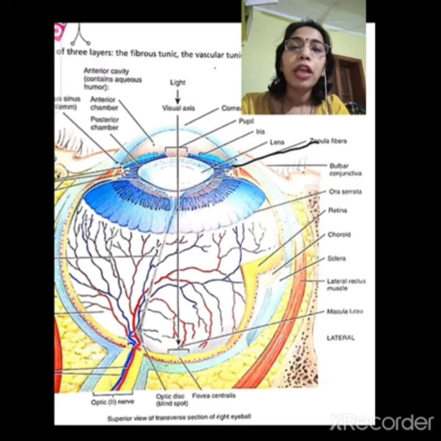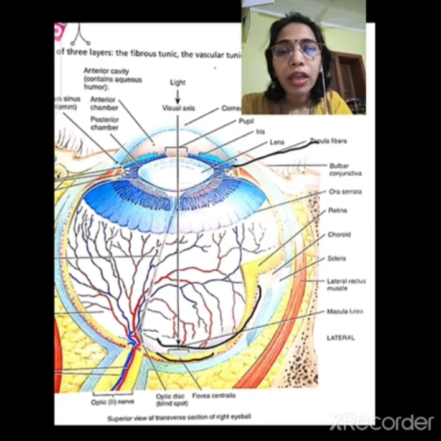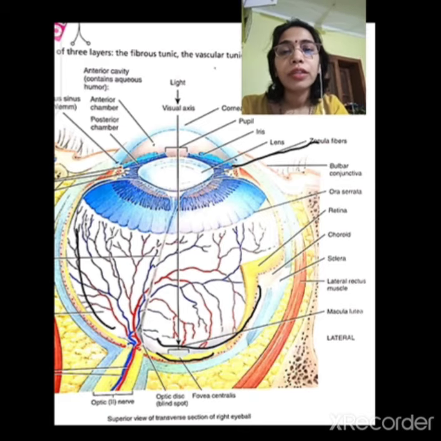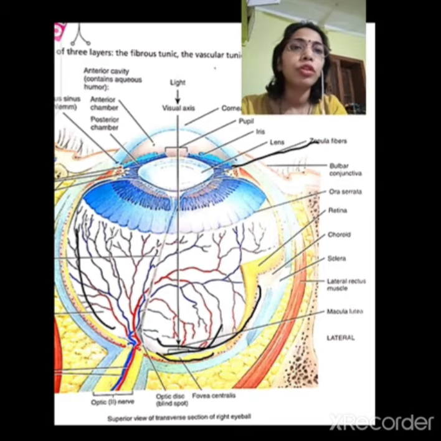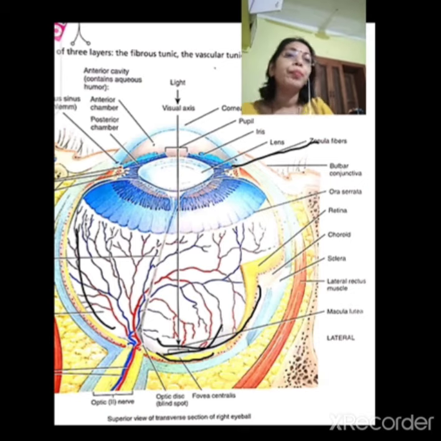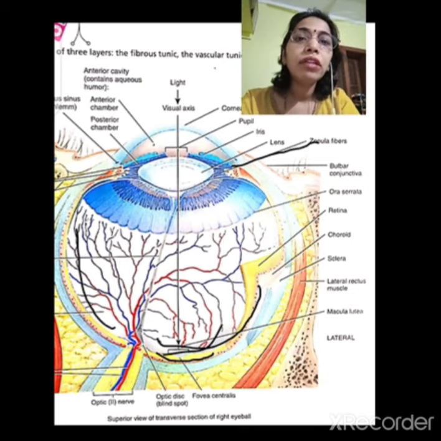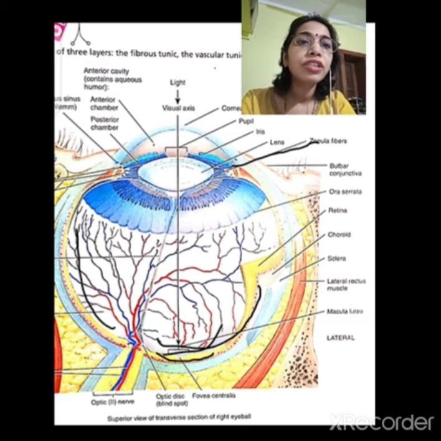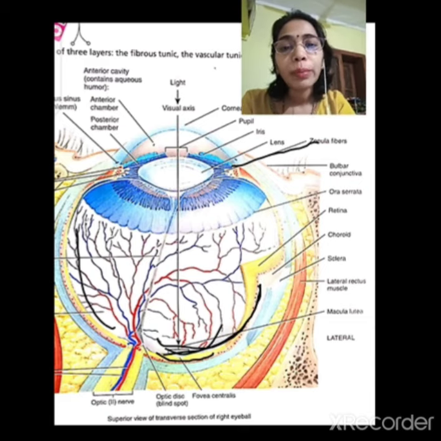Now we'll study the retina. This is where the images are formed in the eye. Some people also call it the retina. The third and inner layer of the eyeball is the retina. It lines the posterior three-fourths of the eyeball and is the beginning of the visual pathway. From here the visual pathway starts.